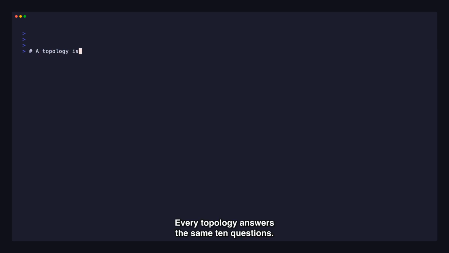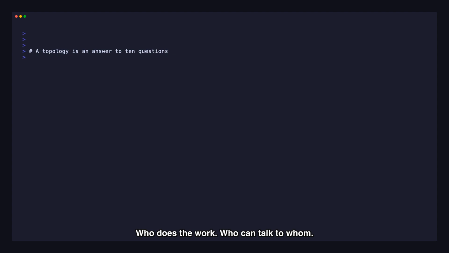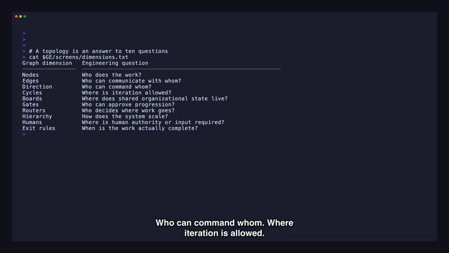Every topology answers the same 10 questions. Who does the work? Who can talk to whom? Who can command whom? Where is iteration allowed? Who approves progression? Where is a human required? And when is the work finished?